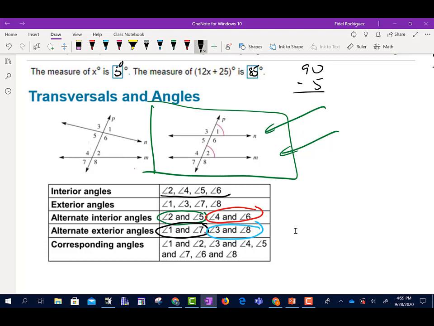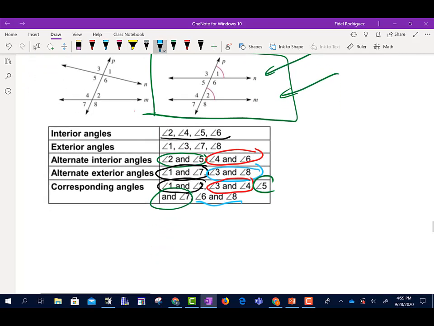And the same thing with our corresponding angles. 1 and 2 will have the same measure. 3 and 4 will have the same measure. 5 and 7 will have the same measure. And 6 and 8 will have the same measure, okay? So I know that's a lot.